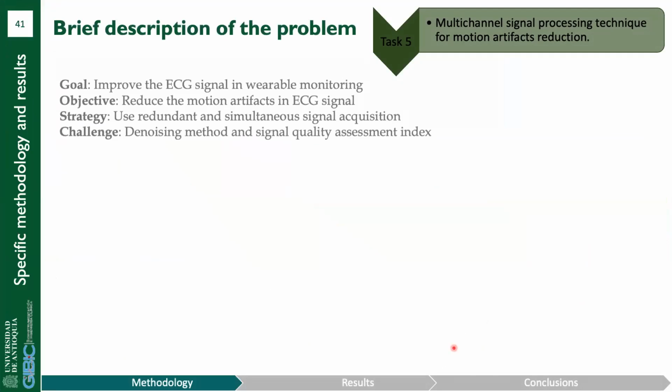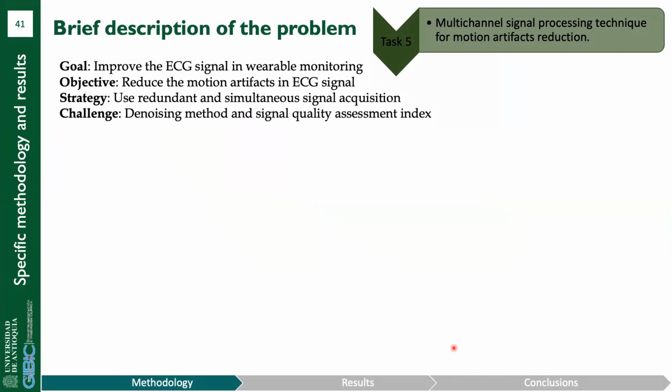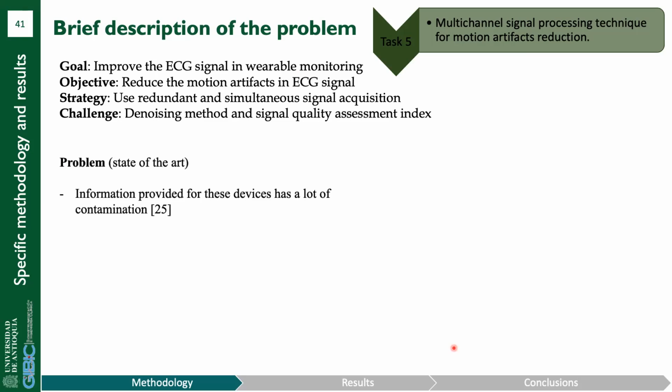Then, a brief description of this problem: the goal is to improve the ECG signal in wearable monitoring. The objective is to reduce the motion artifacts in the ECG signal. The strategy is to use redundant and simultaneous signal acquisition, and the challenge is the noise method and the signal quality assessment index. The problem is that the information provided by these devices has a lot of contamination.